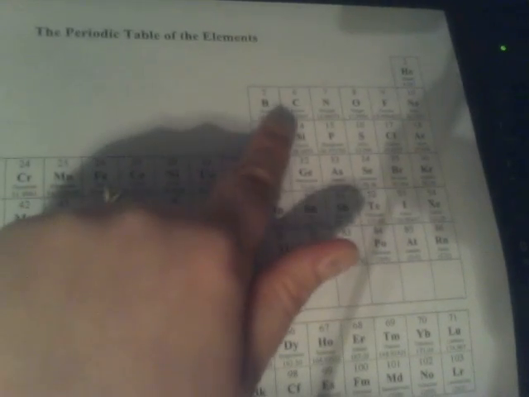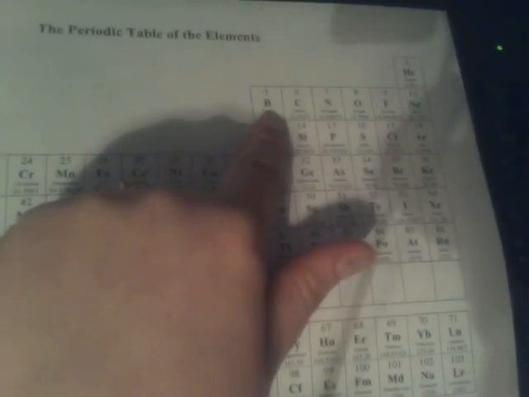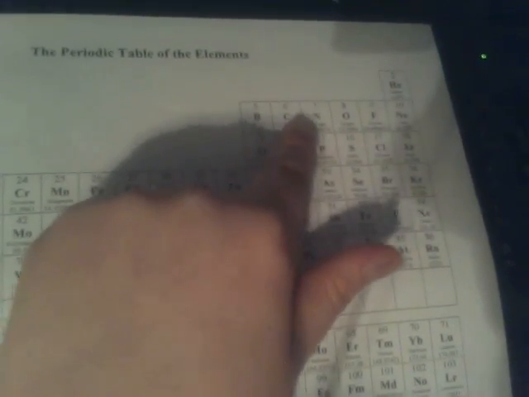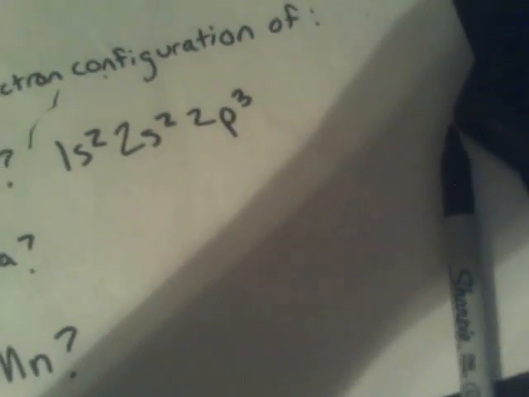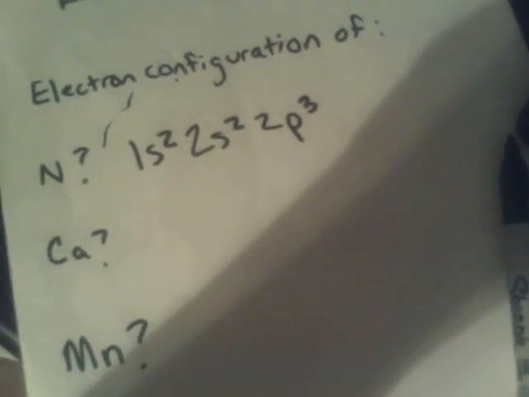So it is in 2p, 2p3, right? So how many are in the 2p block? 1, 2, 3. 3 in the 2p block. So 2p3. All right, so that's all that there is in the nitrogen. So again, don't panic. Practice makes perfect.